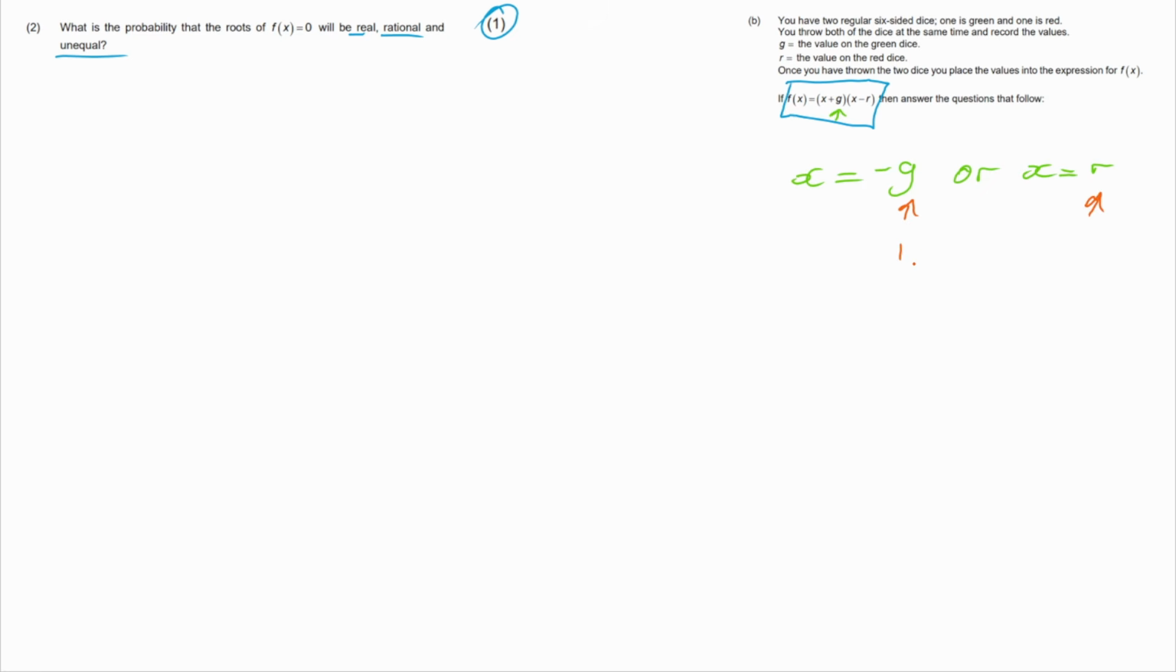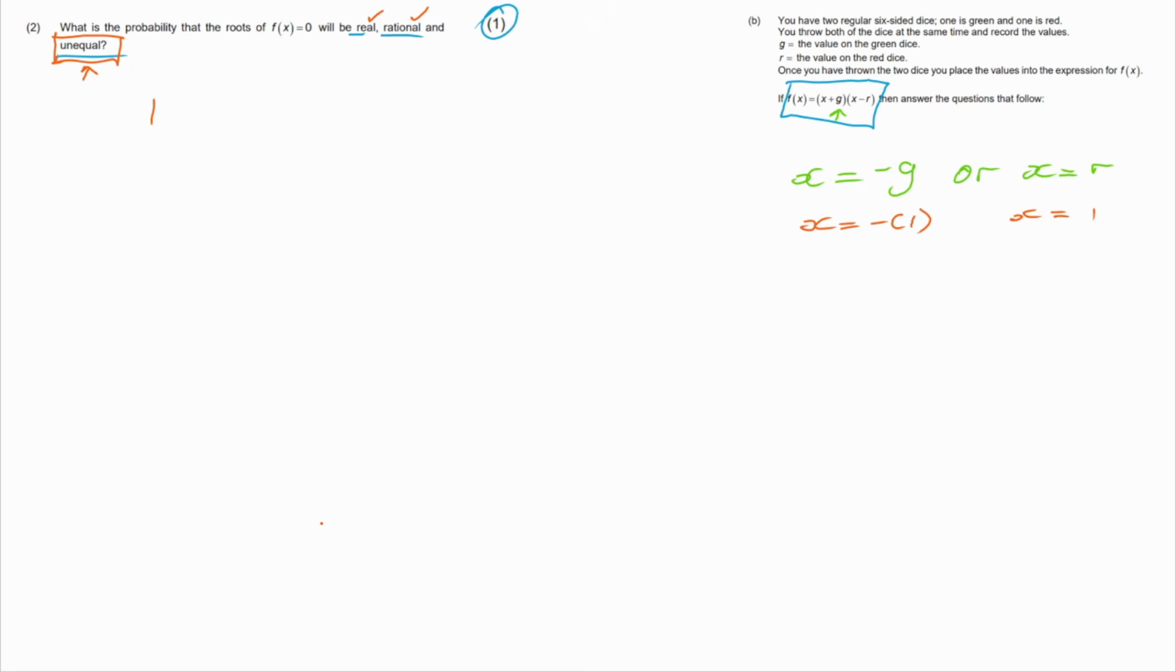Remember, g and r can only be 1, 2, 3, all the way to 6, right? So those values are always real and they're always rational. They're integers. So whatever number we choose, the roots will be real and rational. But when the roots are unequal, the thing is we can never have equal roots, because even if both of them roll on 1, one of the roots is going to be x is equal to negative 1, and the other root is going to be x is equal to positive 1. So the roots will never be equal. They will always be unequal. So the probability is literally 1.